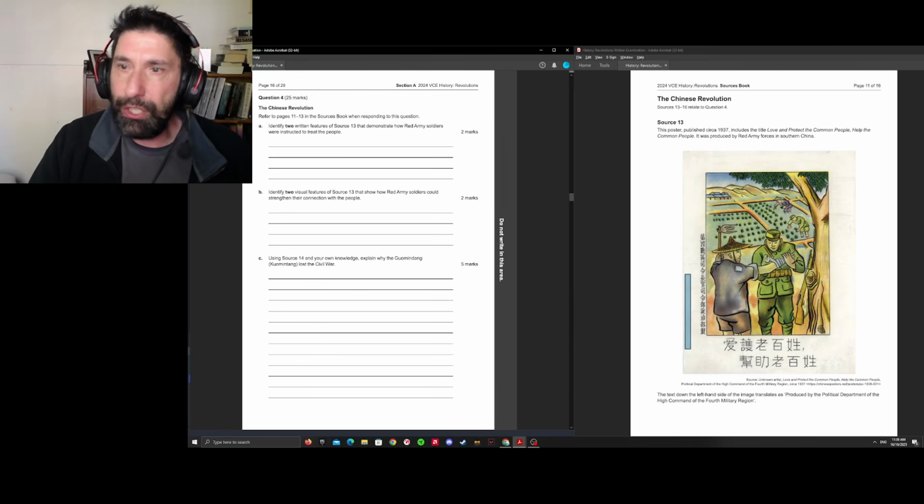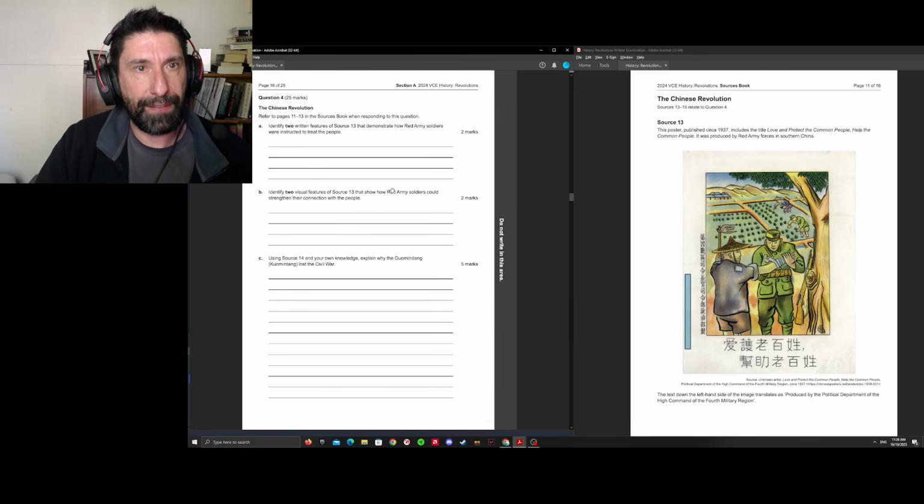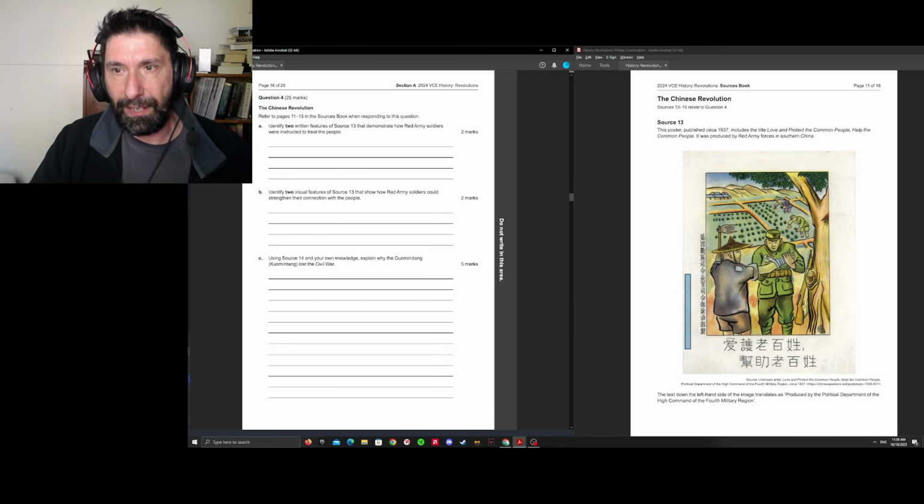Okay, we don't need to use our own knowledge. Question B does not ask us to use our own knowledge, so we don't need to. We don't need to refer to something like the mass line or anything like that. I'm sure there'll be opportunities later on to refer to that sort of stuff if we wish to. All we need to do is identify the Red Army soldier. Your first point can be here, Red Army soldier helping the injured peasant in the foreground of the image, if you wish to refer to that. And then your second point, in the background, the Red Army soldier helping the peasant plant rice. Okay, tick, tick, there's your 2 marks.